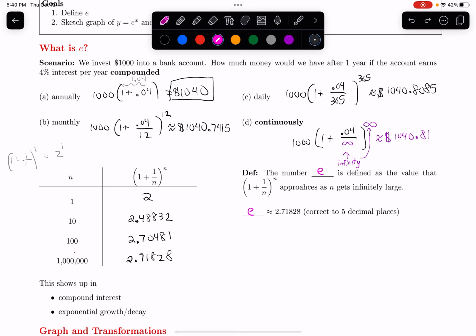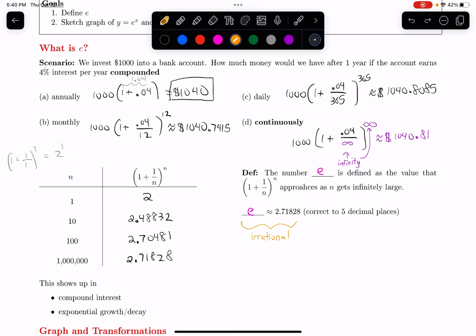So actually, by the time I plugged in 1,000,000, I had those first 5 decimal places correct. It turns out later decimal places aren't correct if I plug in 1,000,000. But if I kept plugging in infinitely bigger things, it turns out E ends up being approximately this. Okay, so a couple things about this. E is an irrational number, meaning the decimals go on forever and they'll never repeat.